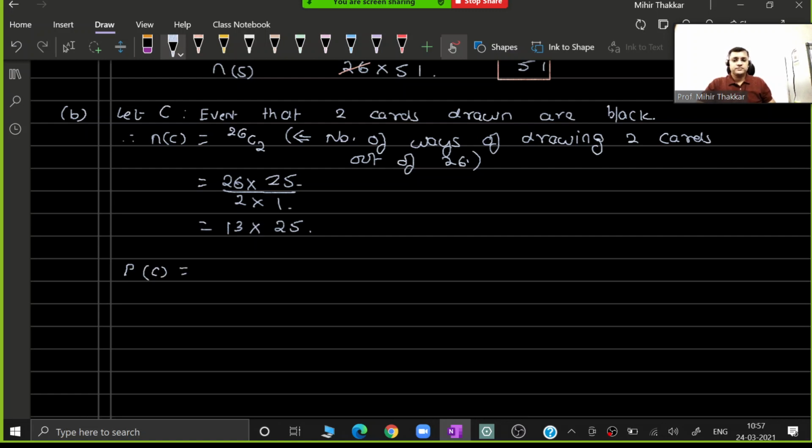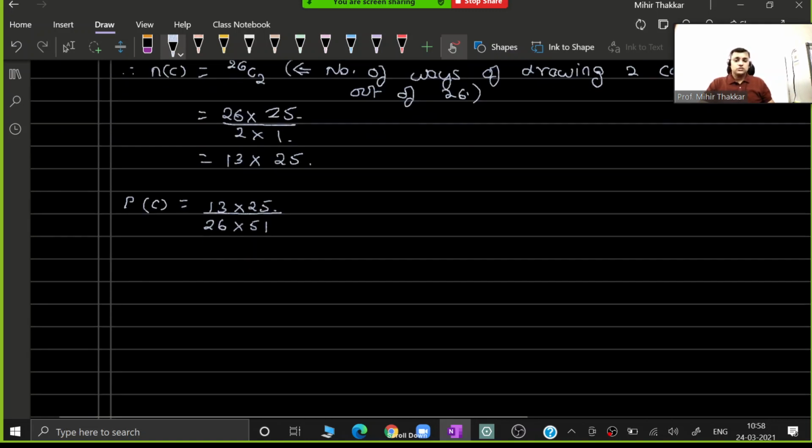Let me go and calculate P of C. It is going to be 13 into 25 divided by 26 into 51. Leave it as it is guys. Do not multiply this as of now. There is some reason behind that. I'll tell you later on when we are solving the further part, so you yourself will be able to understand. Then at the end, when we are done with our final part, at that time I will reduce everything together. So leave it as of now as it is.